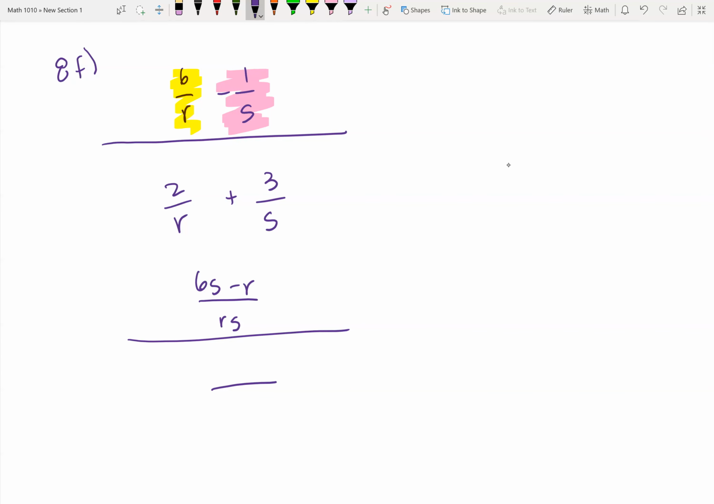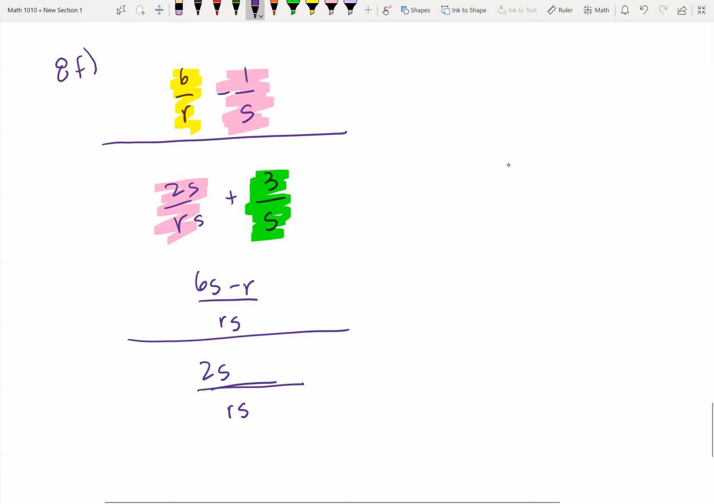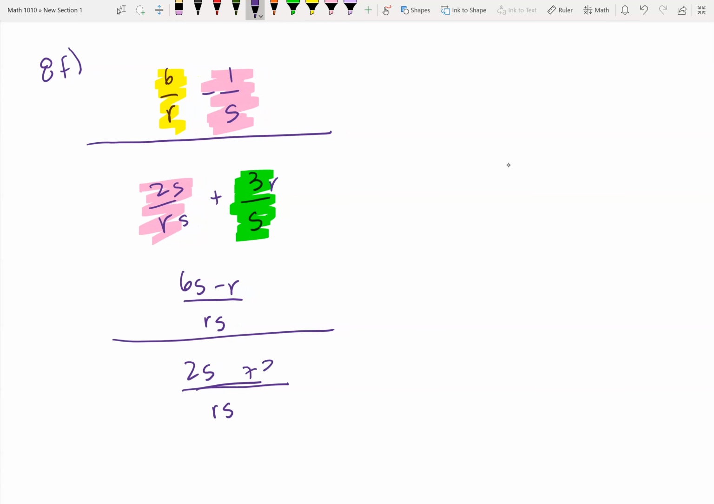And negative 1 times r is a negative r. On the bottom, common denominator is rs. This guy right here has the r, he's missing the s. So 2 times s is 2s. This guy right here has the s, he's missing the r. So 3 times r is 3r.